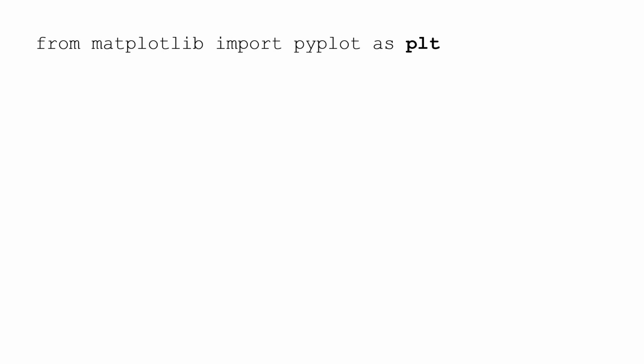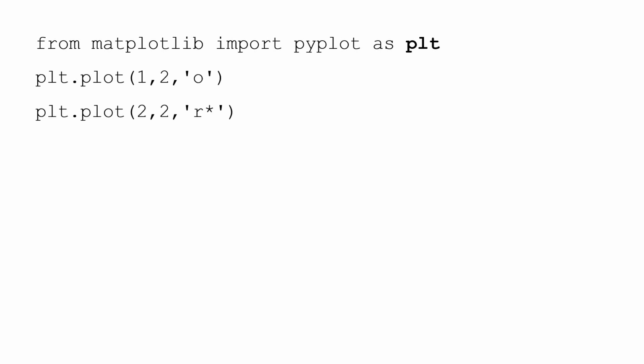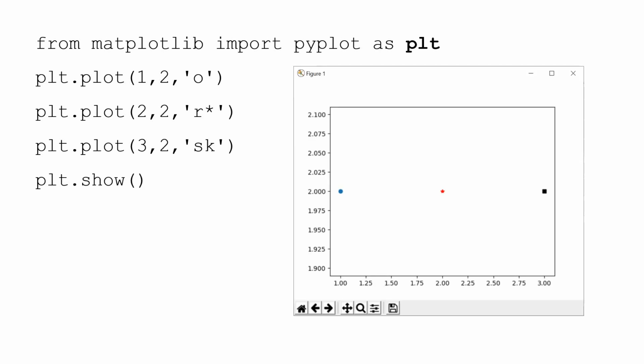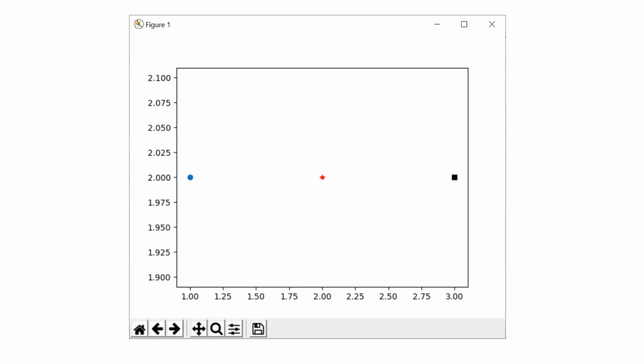Let us now continue with the code. plt.plot(1, 2, 'o'), plt.plot(2, 2, 'r*'), plt.plot(3, 2, 'sk'), plt.show(). Now we run this code to get this output. If we wish, we can play with this chart in different ways by using the buttons available at the bottom of the chart window. For example, we can save our chart using the save button.